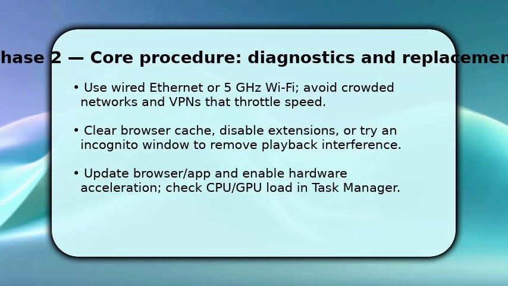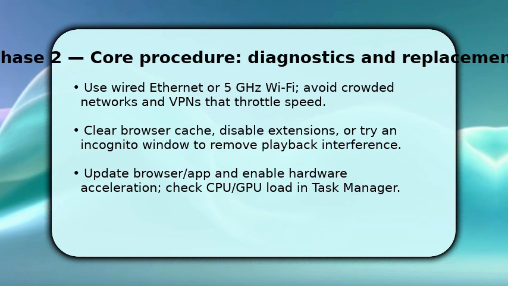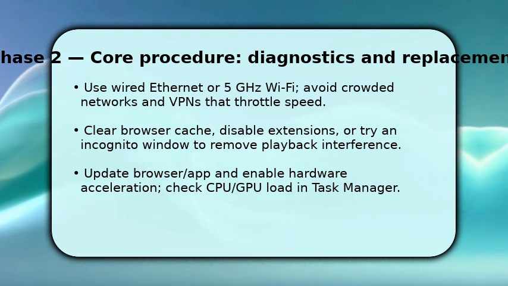Once you've handled quick fixes, move to deeper execution. Switch to a wired Ethernet connection or a clear 5 GHz Wi-Fi channel. This reduces packet loss and latency, which cause adaptive quality drops.